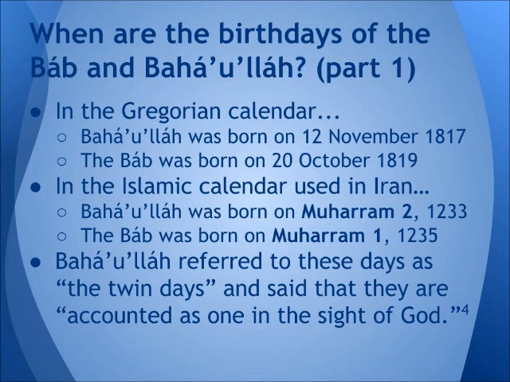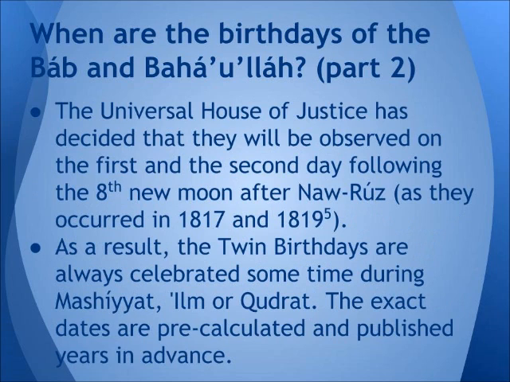Baha'u'llah referred to these days as the twin days and said that they are accounted as one in the sight of God. So the Universal House of Justice has decided that the birthdays of the Bab and Baha'u'llah will be observed on the first and the second day following the 8th new moon after Nowruz. This is how they occurred in 1817 and 1819.